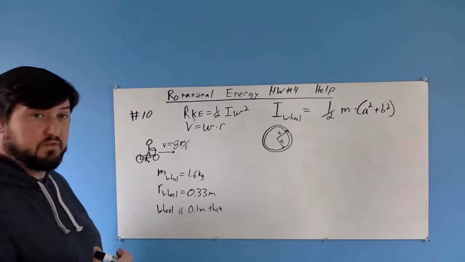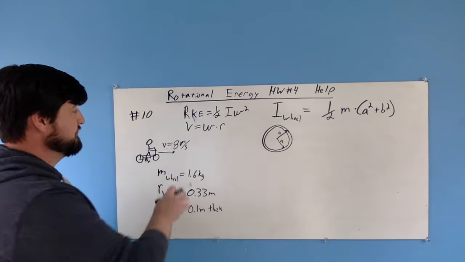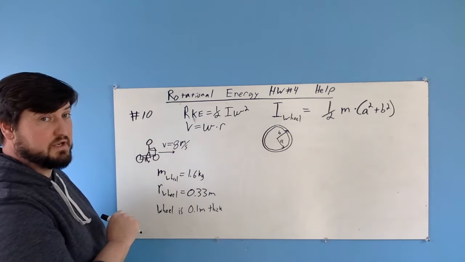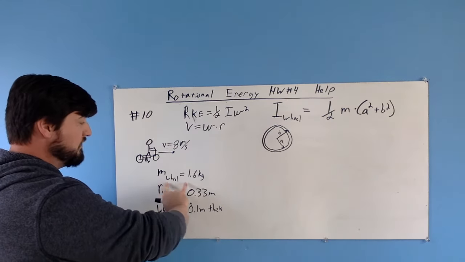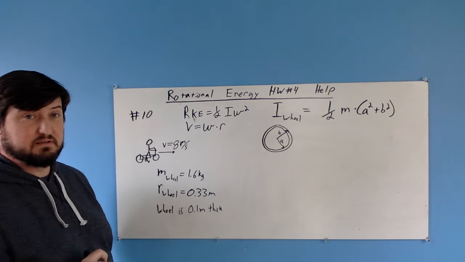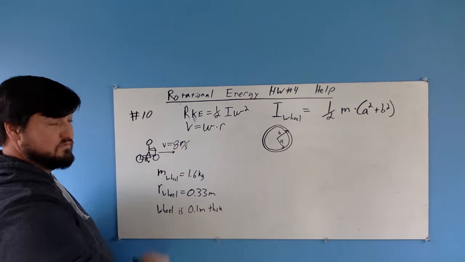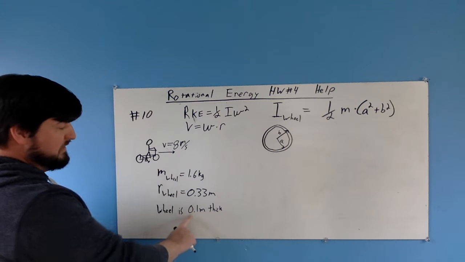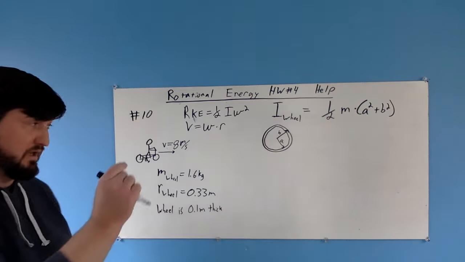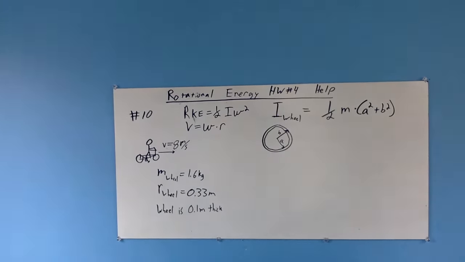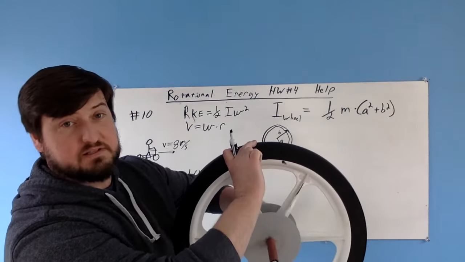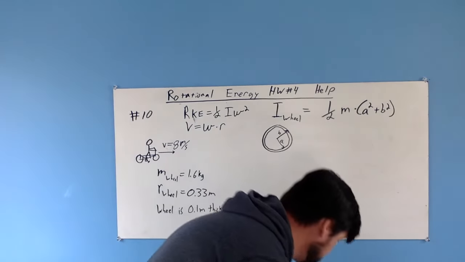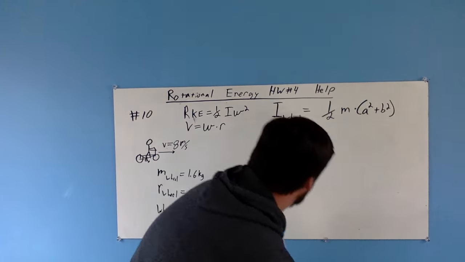Okay, so how do we find those things? The only thing that we're given is the velocity of the bike, straight line, straight down the street velocity of the bike is 8 meters per second. Okay, we know the mass of that front wheel is 1.6 kilograms. We know the radius of the wheel to the outside edge of the wheel is 0.33 meters, and we know that the wheel is 0.1 meters thick. So, in other words, just basically this thickness right here, right? That right there is 0.1 meters, all right, or 10 centimeters. So that's what we know.